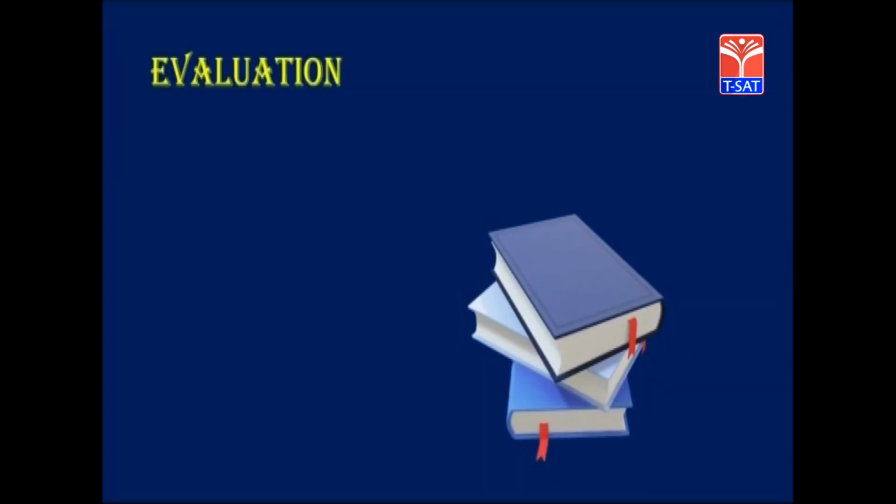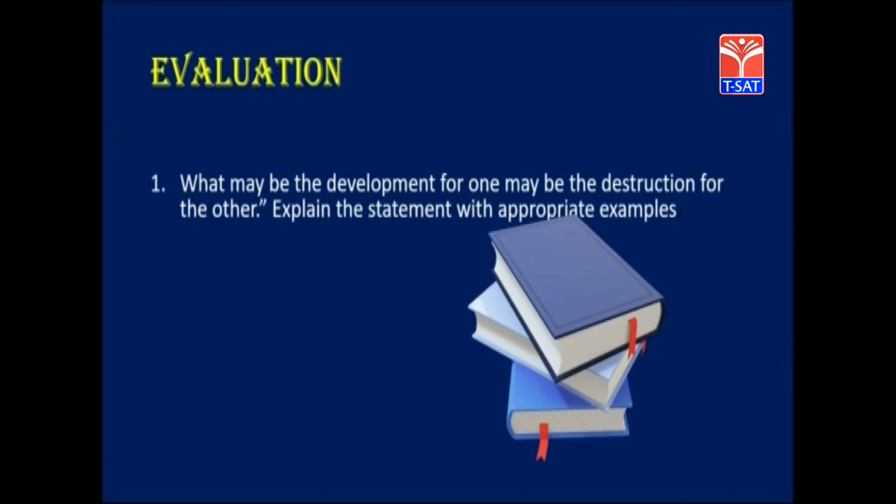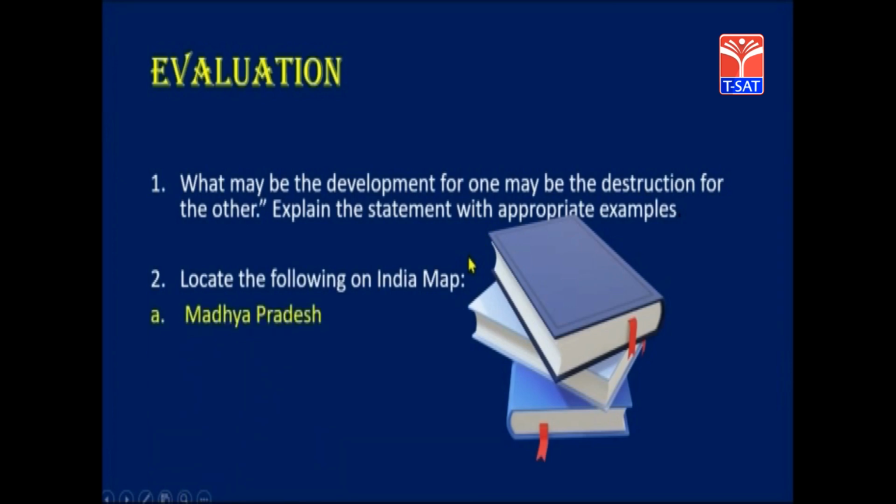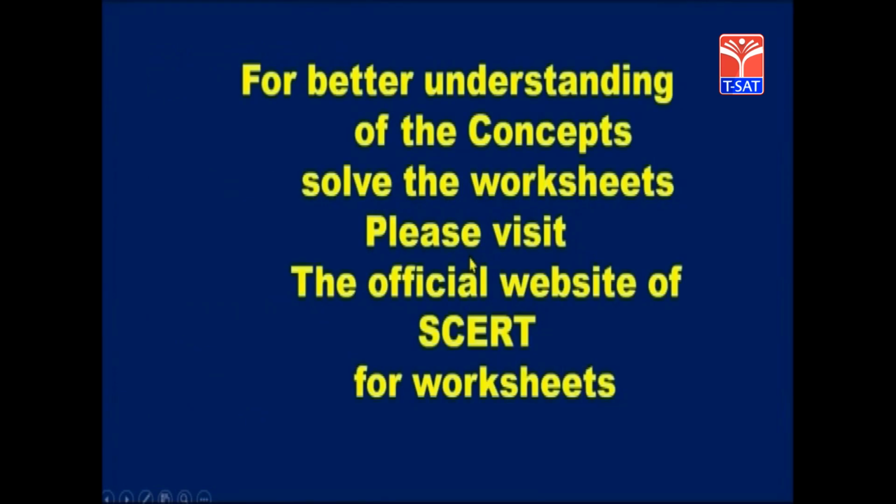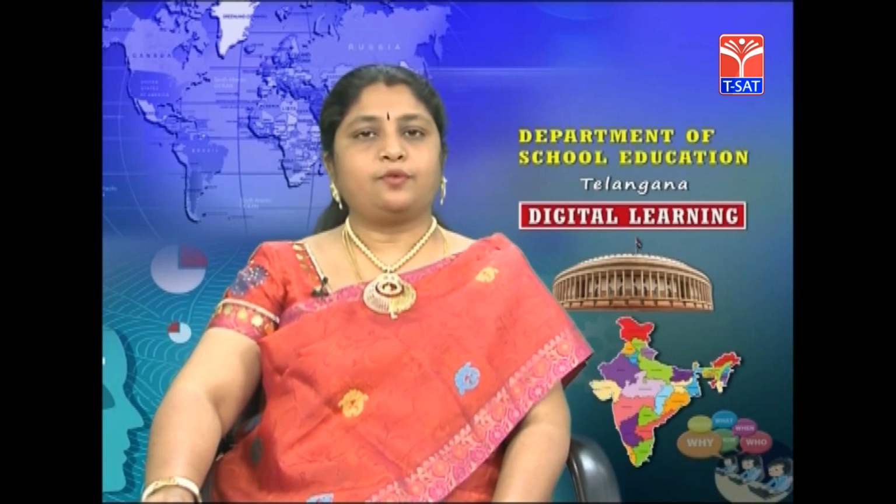Let us see the evaluation part. Answer the following questions. How may the development of one be the destruction for another? Explain the statement with appropriate examples. Locate the following on the India map: Madhya Pradesh, Uttarakhand, Gujarat and Maharashtra. For better understanding of the concepts, solve the worksheets. Please visit the official website of SCERT for worksheets.